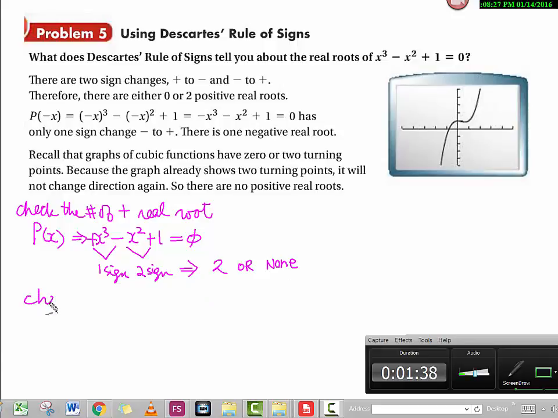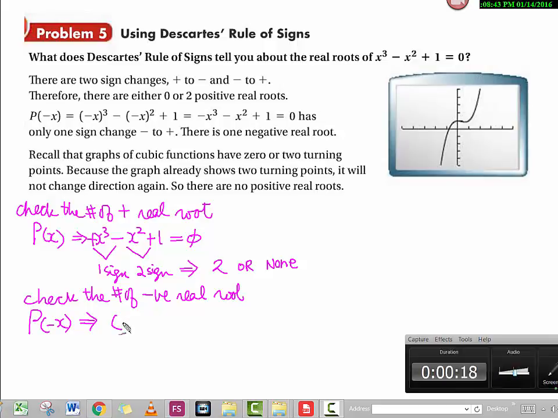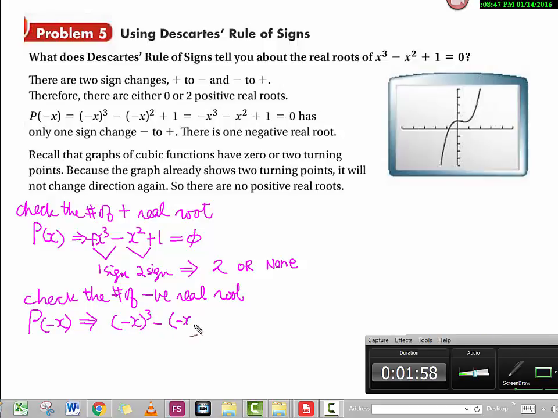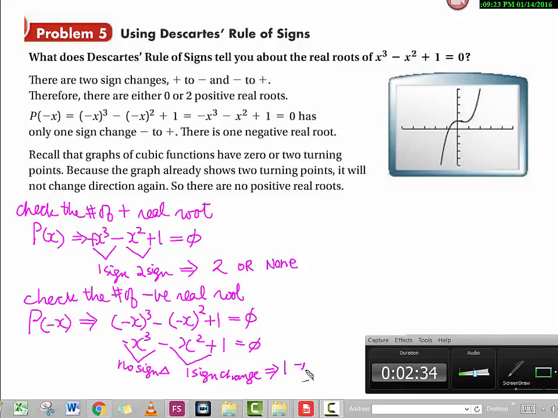The next thing we're going to check is the number of negative real roots. This time we have to use p of negative x to find out. So we plug in negative x: negative x cubed minus negative x squared plus 1, to see how many sign changes are involved. So we have minus x cubed, and then minus x squared, plus 1 equal to 0. This time we have no sign change between the two negatives, and then we have 1 sign change. So that means we have 1 negative root.